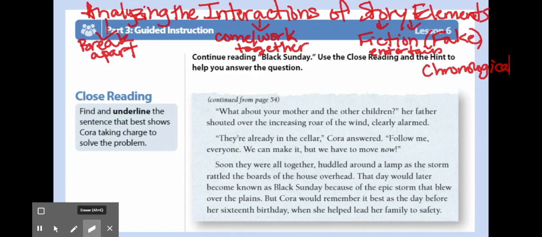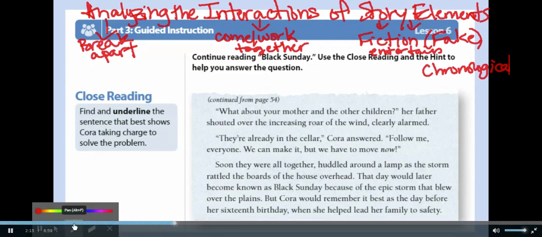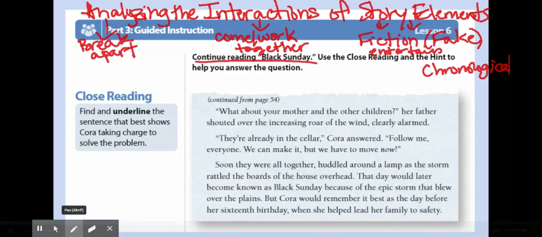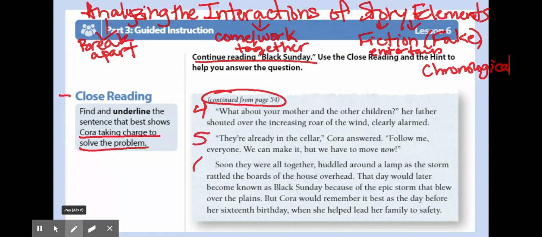Okay, so then after that, we're going to make sure that we underline our instructions. So we're going to continue reading Black Sunday. We're going to circle what it says to continue from page 54. And we're looking at our close reading that tells us to find and underline the sentence that best shows Cora taking charge to solve the problem. So if you remember, our main character is Cora. We got to go through and number our paragraphs again. So we've got paragraph 4, paragraph 5, and paragraph 6.